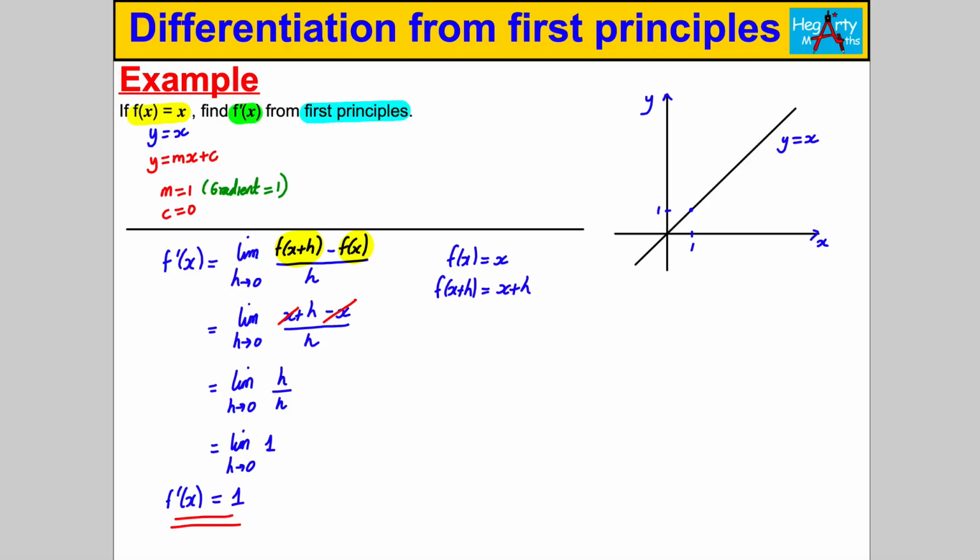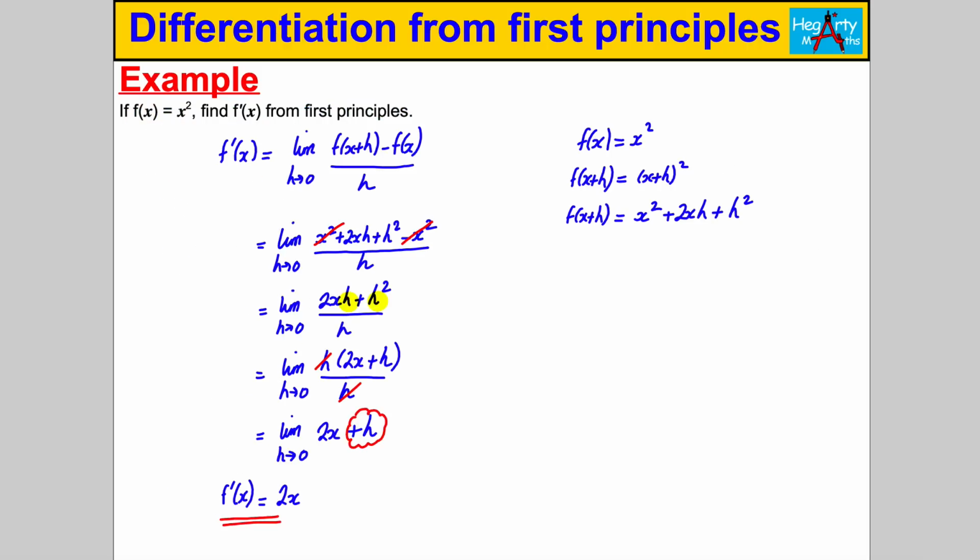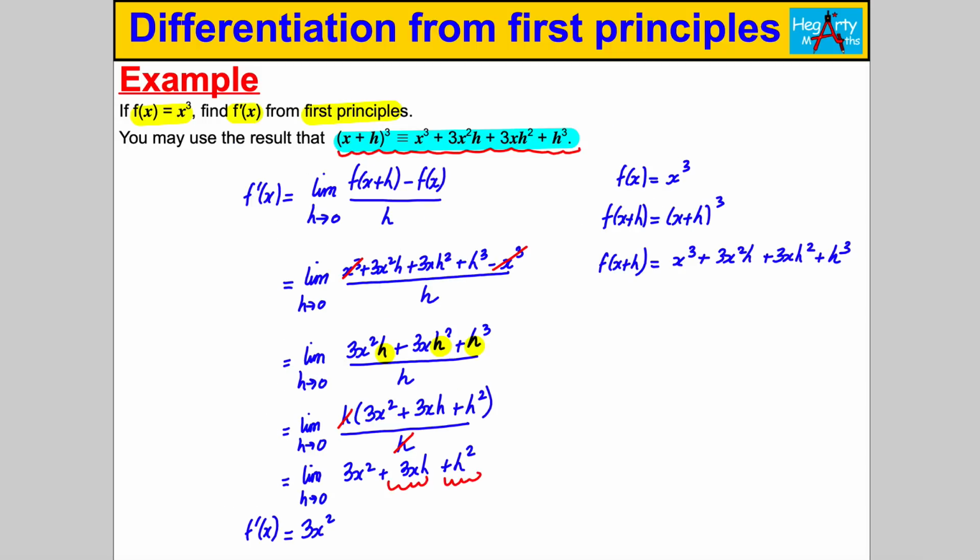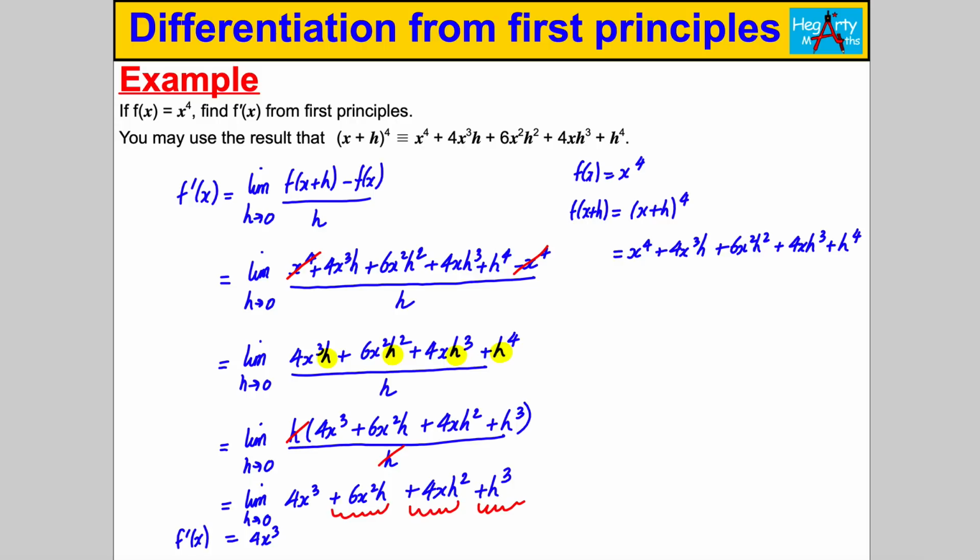So when f of x was equal to x, f prime of x was equal to 1. When f of x was equal to x squared, f prime of x, or the gradient function or derivative, was equal to 2x. When f of x was equal to x cubed, f prime of x, or the gradient function or the derivative, was equal to 3x squared. And finally, when f of x was equal to x to the power of 4, f prime of x, or the gradient function or derivative, was equal to 4x cubed.